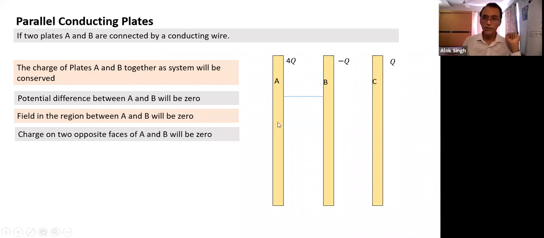So what is the charge on this surface? 0. What is the charge on this surface? 0. I found out these two surfaces will have 0 charge. All four surfaces put together have a charge of 3Q. It becomes easy. Is that very complicated so far? No. All of this depends on what?